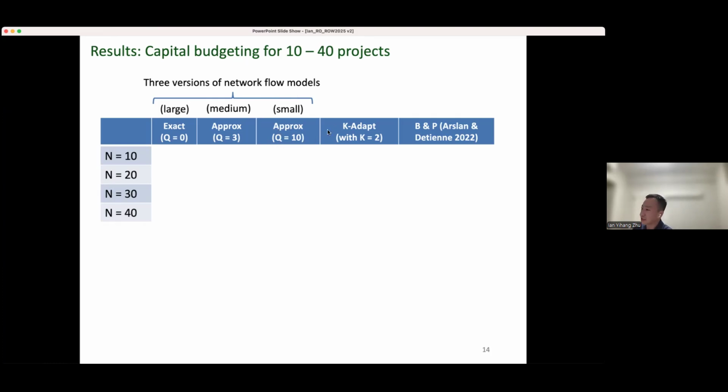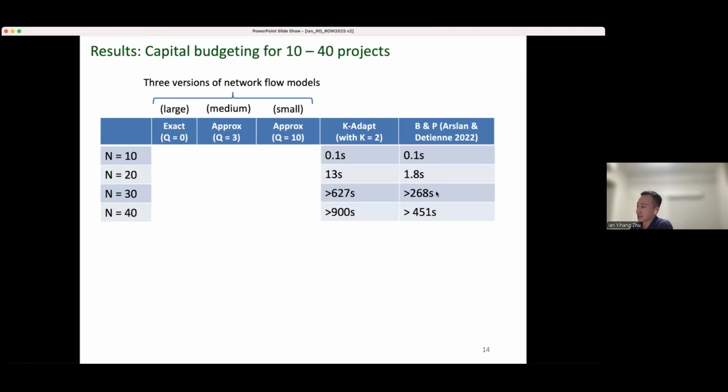As benchmarks, we can consider K adaptability, where K is equal to 2, which you can think of as the smallest K adaptability model. And we also have solution times of the branch and price algorithm from Aisha and Boris's paper. This is an exact method. These are the solution times from their paper. These are the solution times from K adaptability.